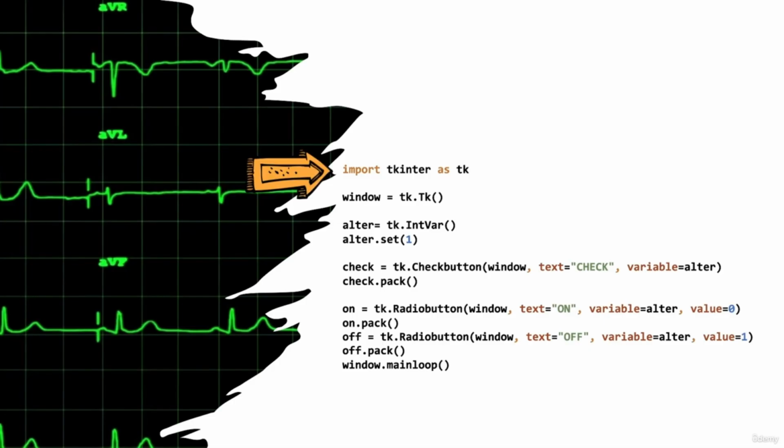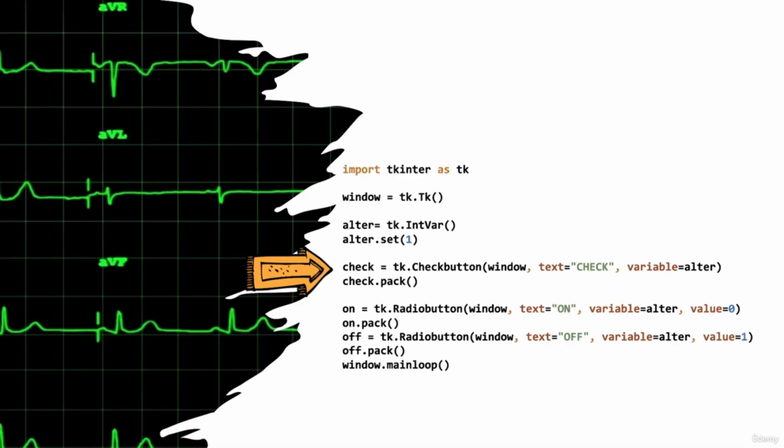We will import Tic-Tac-Toe as tk and create a window as well. We will then create the int_var component, which will be utilized for check button as well as for two radio buttons. And integer 1 will be given to set method as an argument. Next, we will create a check button, which will be titled check, and we will bind the check button using the variable argument to the int_var object.